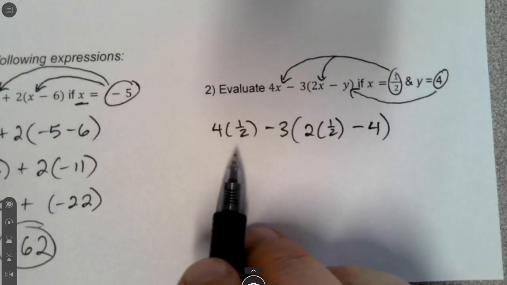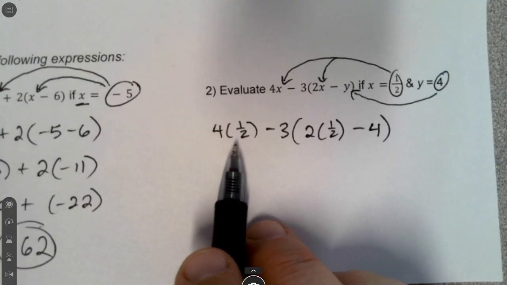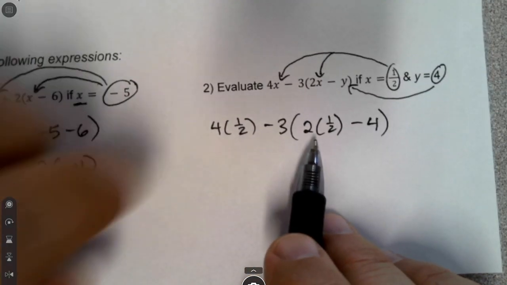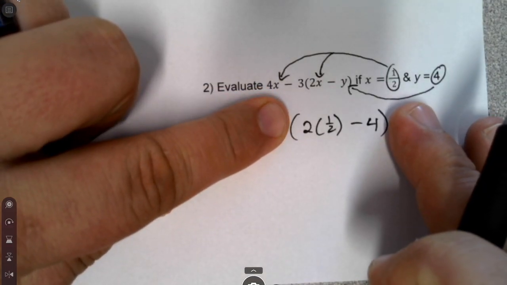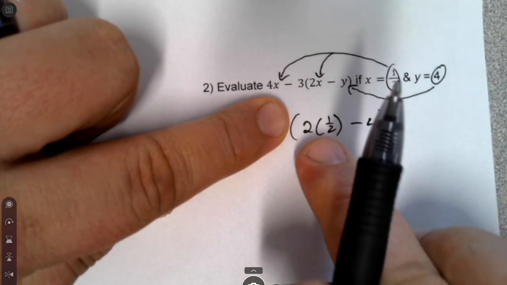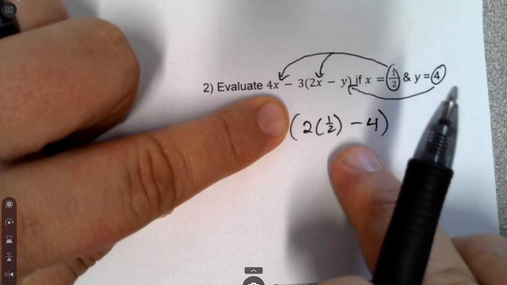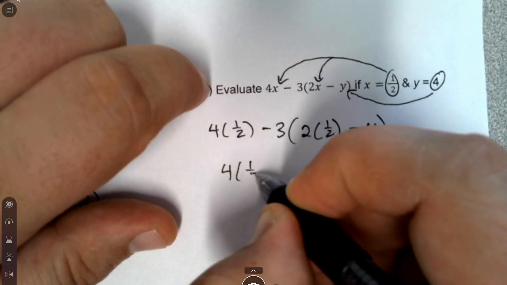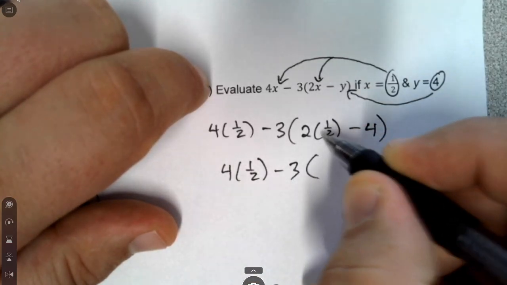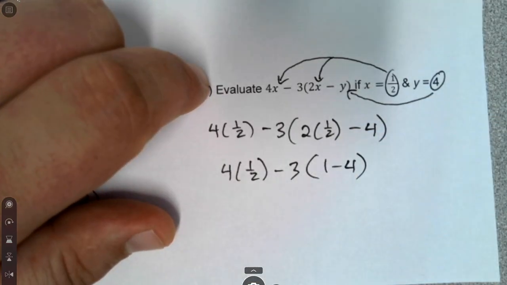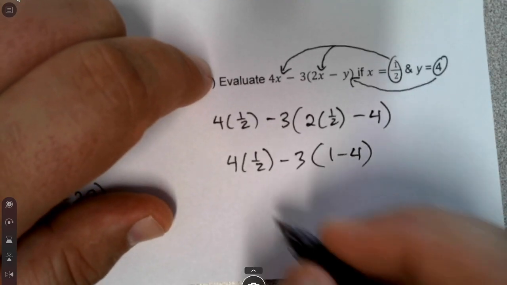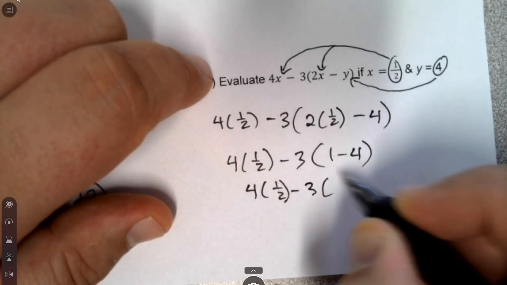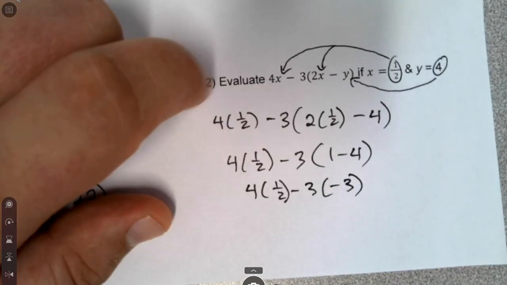So again, this doesn't count as parentheses as far as the order of operations is concerned, because it's really just a way to signify that we're multiplying. But this one does. So I look just inside those parentheses. I see multiplication, 2 times 1/2, and subtraction. Multiplication comes first in the order of operations. 2 times 1/2 is 1. Now there's still something inside the parentheses I need to do. 1 minus 4 is -3.